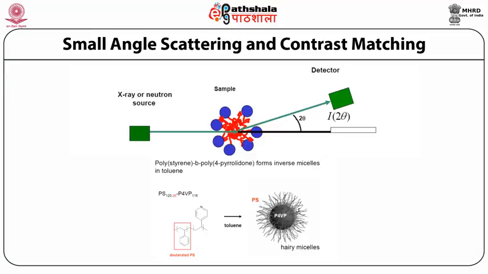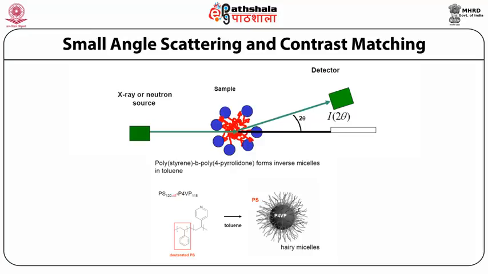In small angle scattering, what we do is we take a sample and irradiate it with an X-ray or neutron source, and the sample scatters at a particular angle, and then we detect it, and from the scattering we plot the scattering intensity against the angle, and then we get a particular pattern. We fit it to figure out the shape and size of the sample.